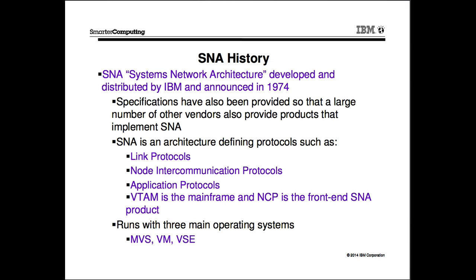And SNA used to run in kind of two parts. There was VTAM, which runs on the mainframe, and then another product called NCP, which stands for Network Control Program, which ran on front-end boxes that sat in front of the mainframe. And SNA runs with three main operating systems, MVS, VM, and BSE. There's also SNA products available for Windows, but VTAM, which is the main implementer of SNA, runs on MVS, VM, and BSE.